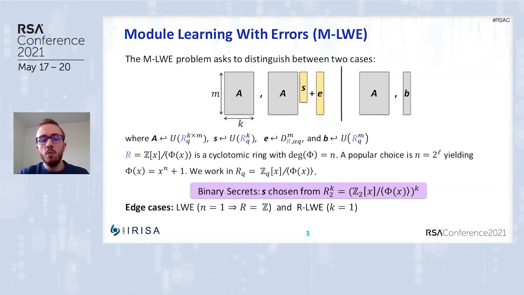Now, the reason why MLWE is so interesting from a theoretical standpoint is because it subsumes two of its popular variants. First, the original LWE problem can be seen as a special case of MLWE when setting n equal to 1, because then we fall back on the integers. The second is the ring LWE problem, which was the first structured variant of LWE, and which is quite popular for its efficiency. And here, ring LWE corresponds to the case when the module rank K is equal to 1.